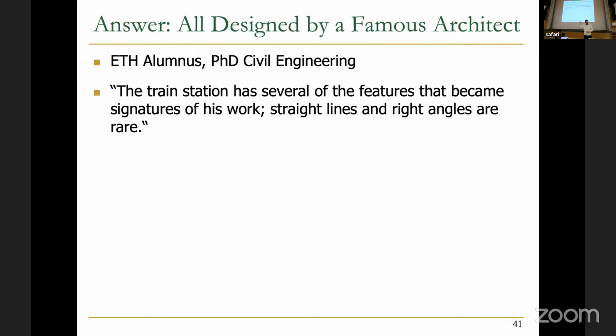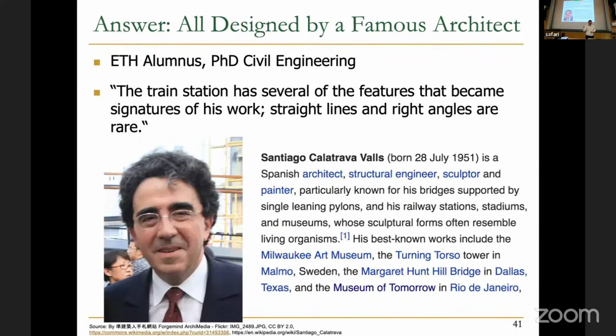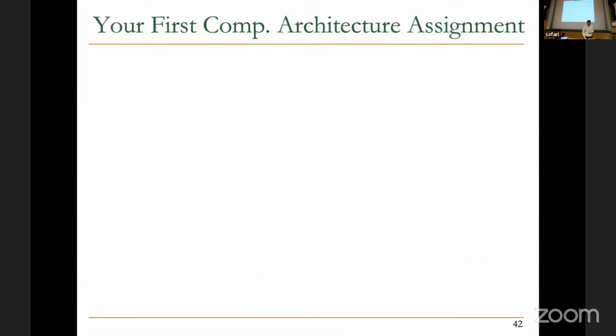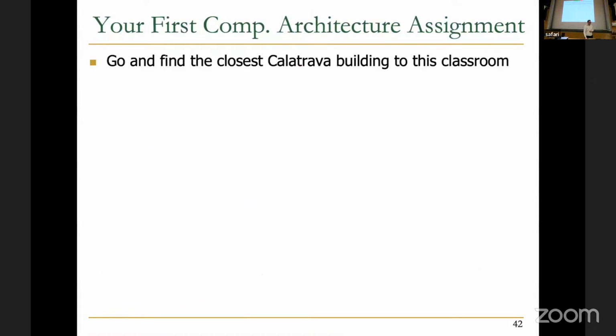So you can see the train station has several of the features that became signatures of his work. Straight lines and right angles are rare. That's what you meant by arcs, I think, right? And that's him. You can read more about him. So this is your first assignment. I'm not going to grade you for it. Go and find the closest Calatrava building to this classroom. And it's not Stadelhofen. So you get 0 for that if you say Stadelhofen. Does anybody know what's the closest Calatrava building? Okay, there. Yes.